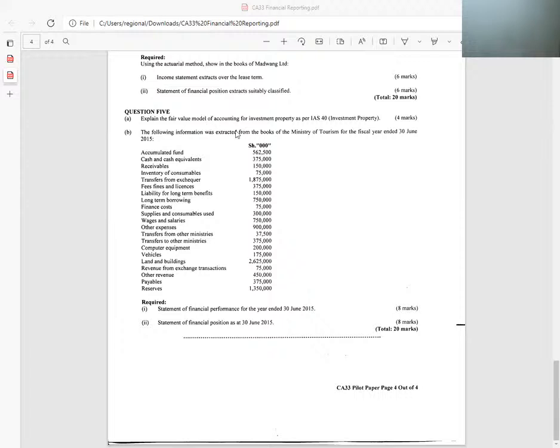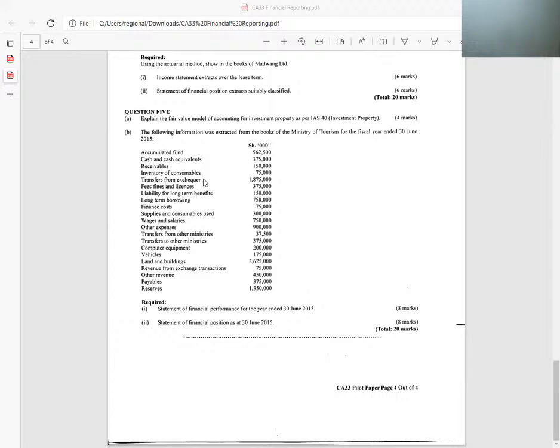Yes, financial position. Thank you very much. So I hope you have written there position. How about receivables? Receivables will automatically go to position, not performance. Inventory will go to statement of financial position.